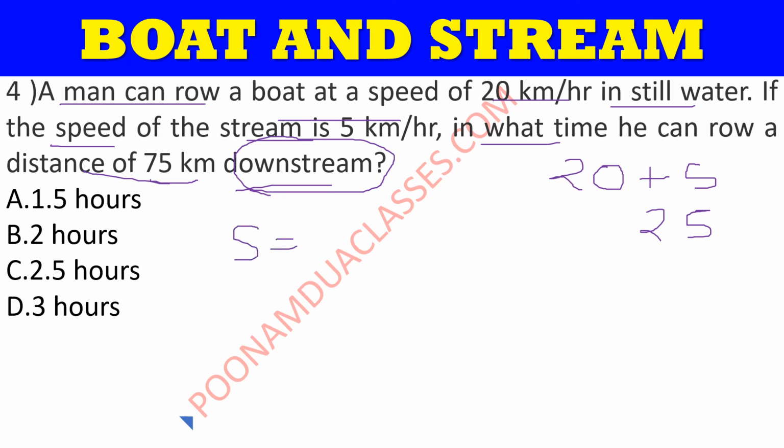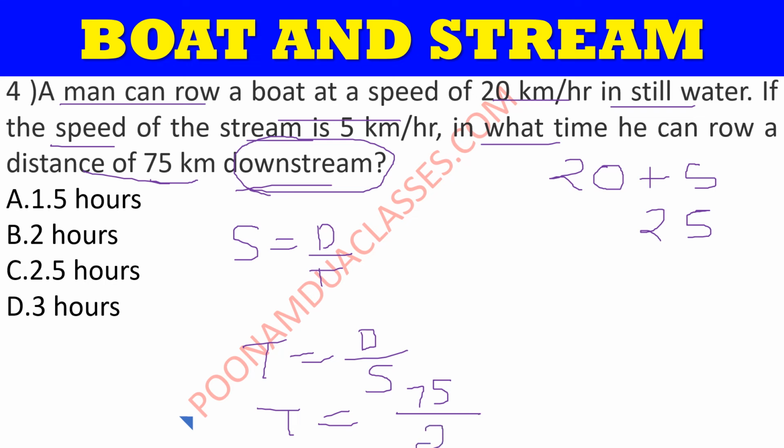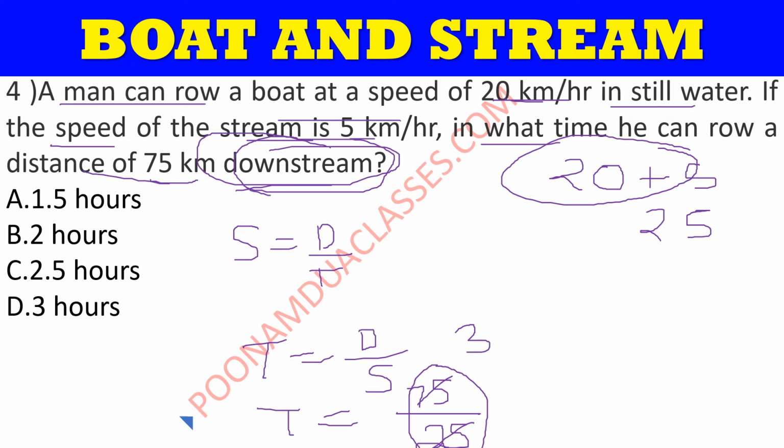We know the formula speed is equal to distance upon time and time is equal to distance upon speed, right? So time उन्हें कितना लगेगा? Distance हमारा है 75 and speed is 25. Why 25? Because we added 20 and 5. हमें downstream में टाइम निकालना है। यही टाइम हमें अपस्ट्रीम में निकालना होता तो हम 20 माइनस 5 दैट इज 15 करते, तब हमें 75 को 15 से डिवाइड करना पड़ता। अभी हम 75 को 25 से डिवाइड करेंगे तो वी विल रीच टू द आंसर 3. ऑप्शन डी हियर इज द राइट आंसर.